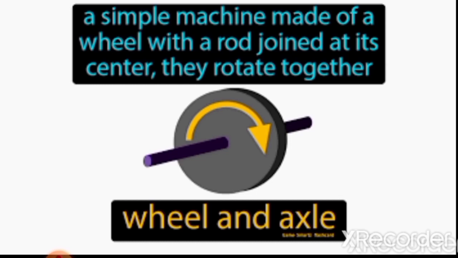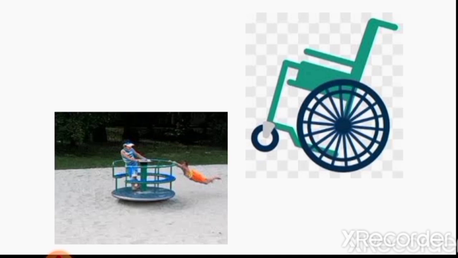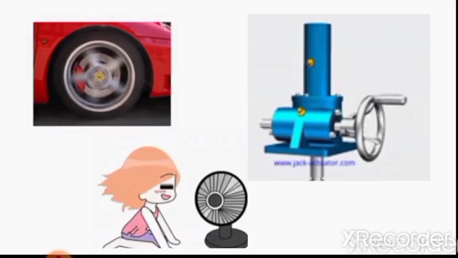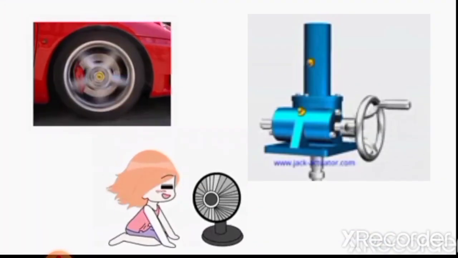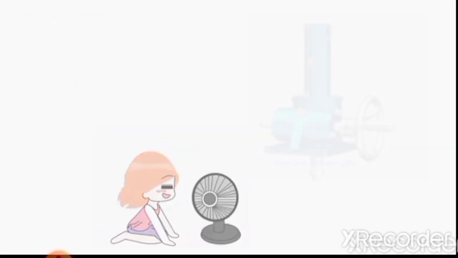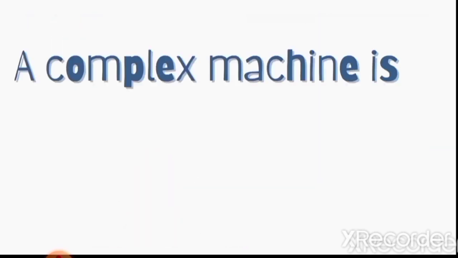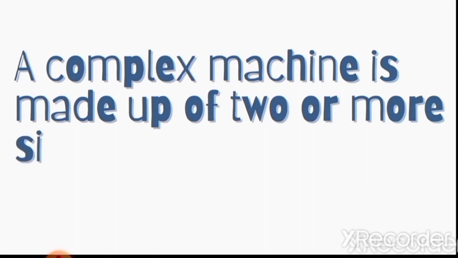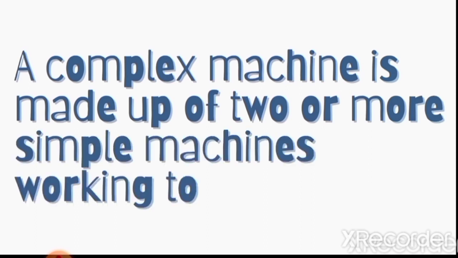The next we shall look at is the wheel and axle. This is a simple machine with a wheel and a rod joined at its center, and they both move together. So examples are found in wheelchair and so many other things like the car tires, the fan, and some other machines. Complex machines are usually two or more simple machines that are joined together.